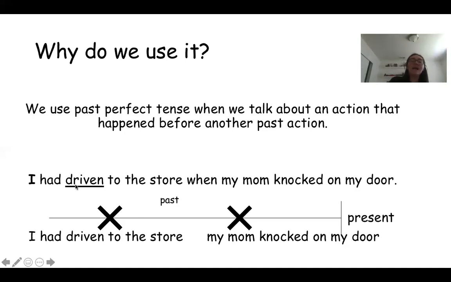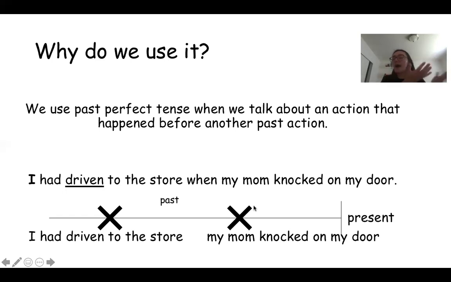So if you said, I had driven to the store when my mom knocked on my door. So if the present is right here, and both of these things are in the past, right? Because it says driven, that's past tense, that's a special past verb. And it says my mom knocked on my door. Knocked, right? My mom knocked on my door. This is past tense too.